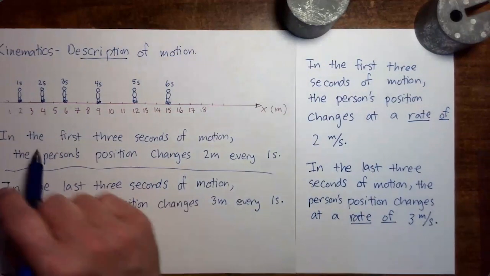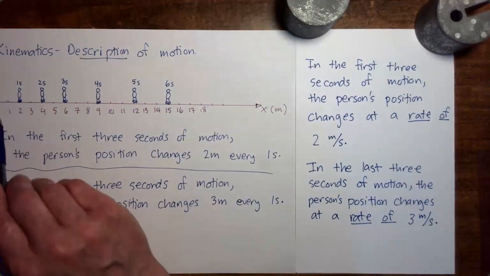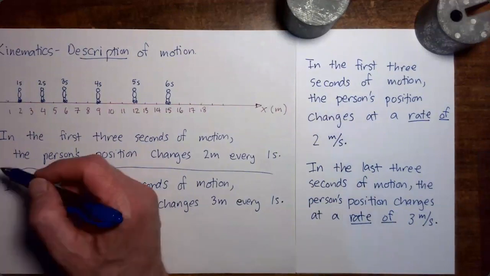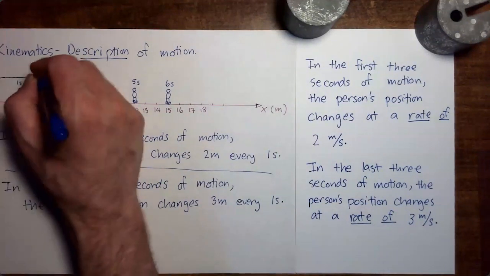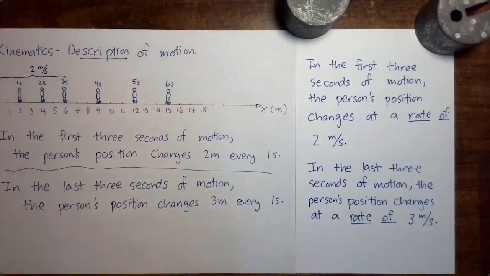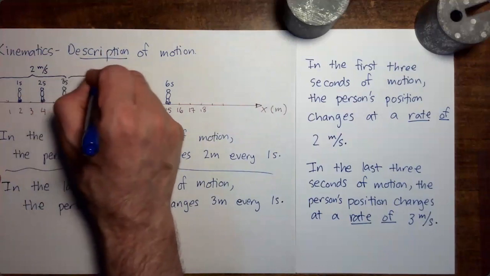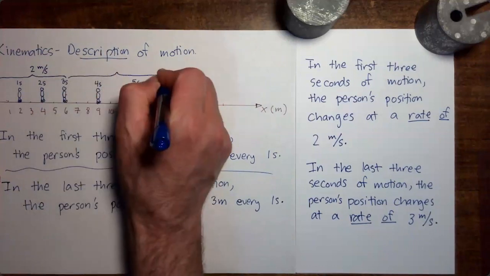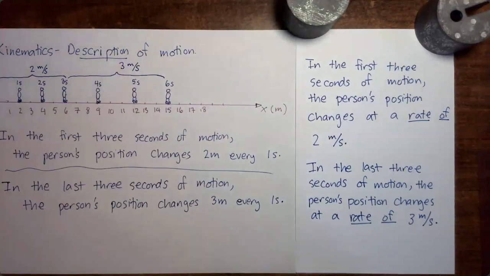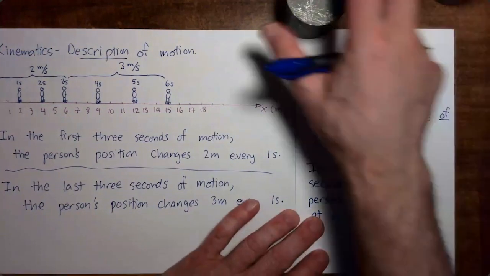Okay, so we can describe the motion of the person by saying that the position is changing at a particular rate. In the first 3 seconds of motion, the position changes at a rate of 2 meters per second. In the last 3 seconds of motion, the position changes at a rate of 3 meters per second. Let's give that rate a name. Let's call that rate the velocity. So we are introducing the term velocity now.